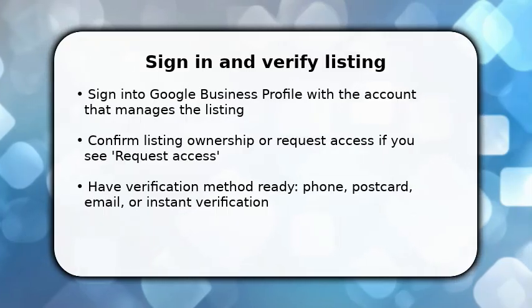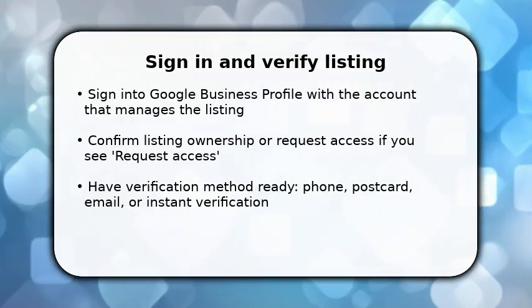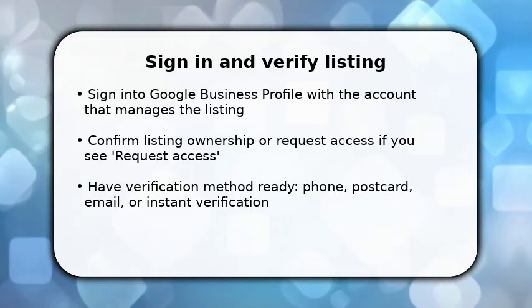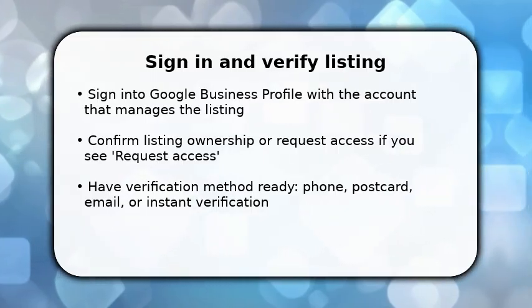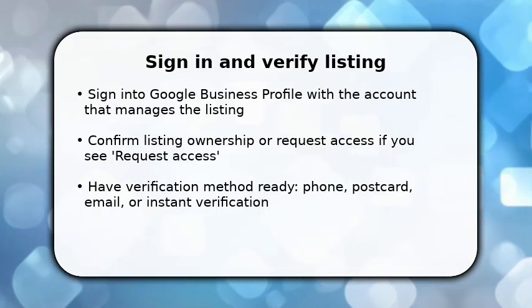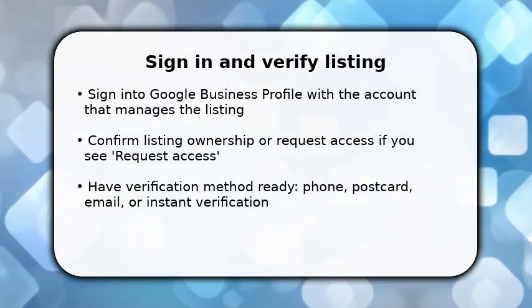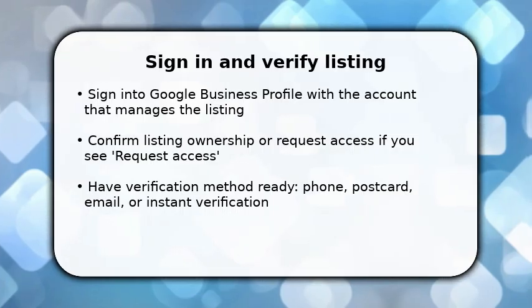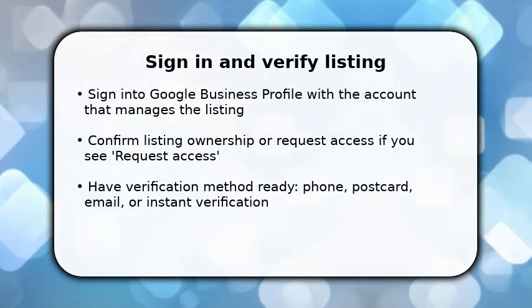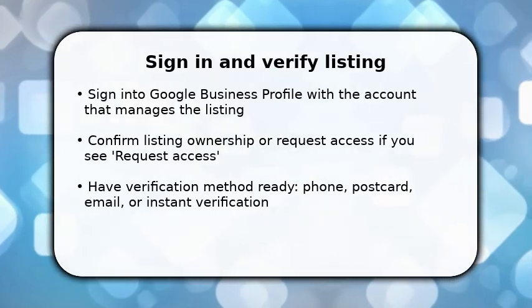You start by signing into your Google Business Profile account that owns the listing. This is essential because only owners can change primary contact data. Once signed in, open the specific business entry and confirm you have managerial access. If not, request access now and approve it. Make sure verification is available, phone, postcard, or email, because Google may require re-verification when certain contact details change.